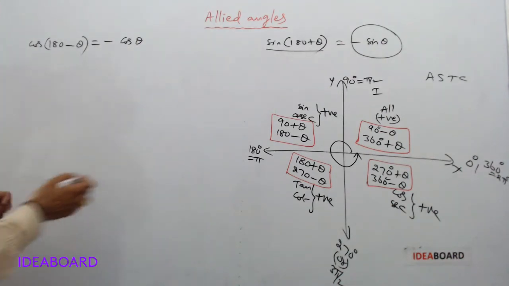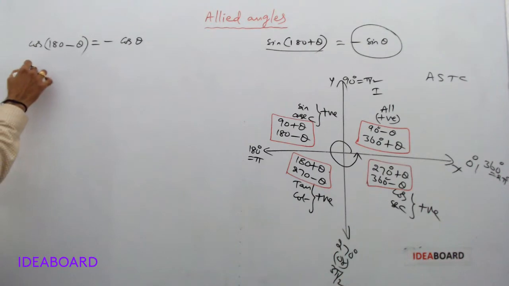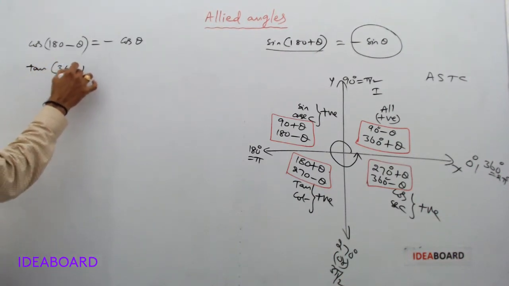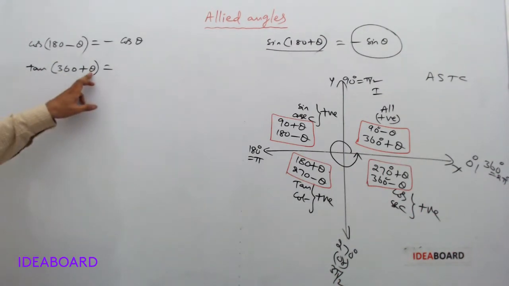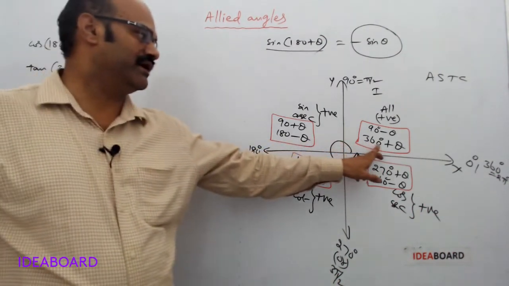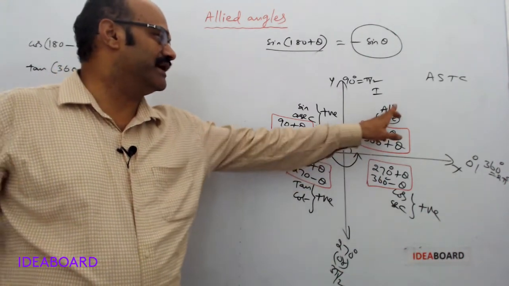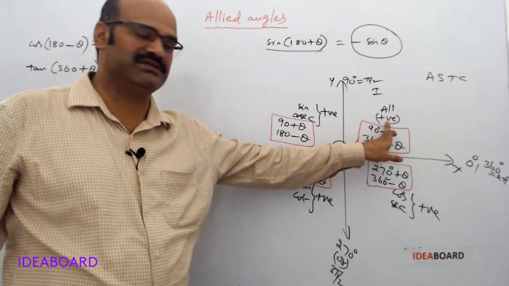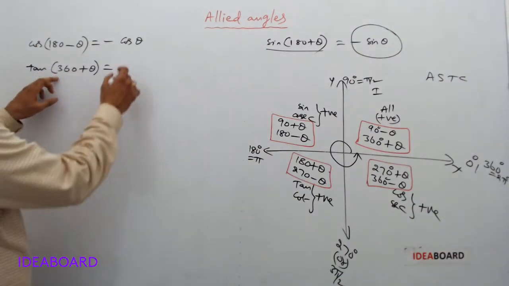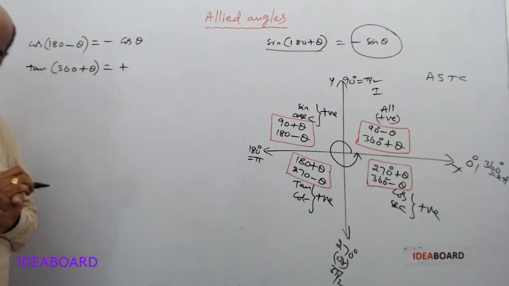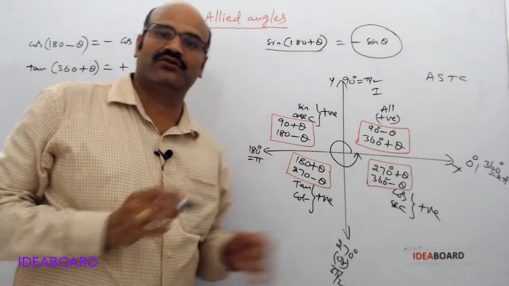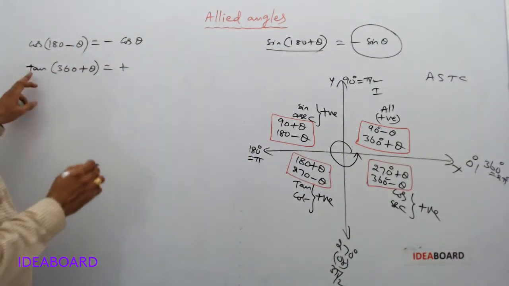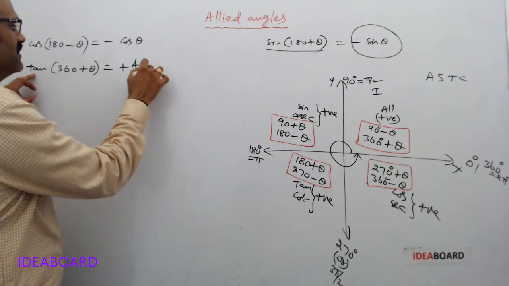Similarly, if you take tan of 360 plus theta, 360 plus theta lies in the first quadrant. In the first quadrant, all T ratios are positive. So here we have to write the sign positive. And for 360 and 180, there is no change. So tan is tan only, plus tan theta.